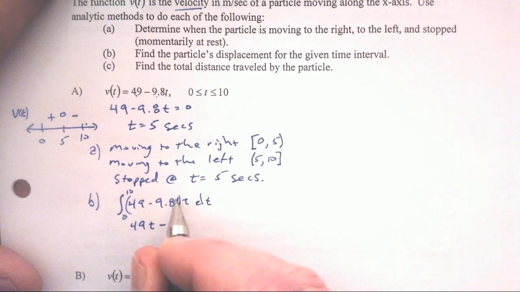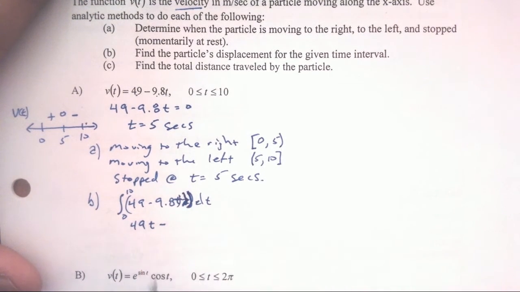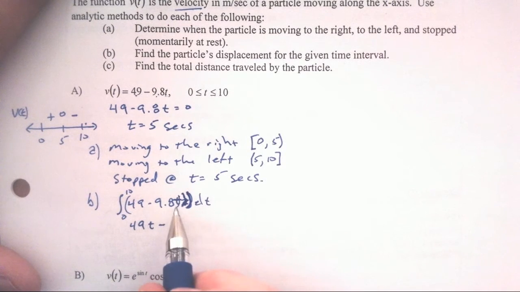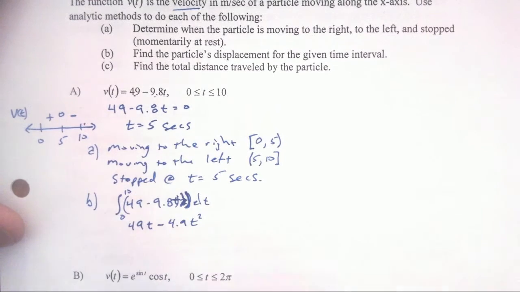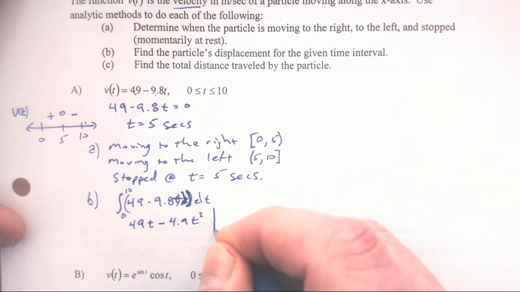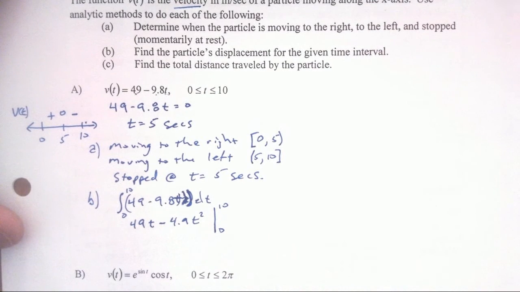Oh, this t should be in here. I'm sorry. This t should be in there, inside that set of parentheses. Okay, so that's t squared on 2, half of 9.8, 4.9 t squared. And I want that from 0 to 10.